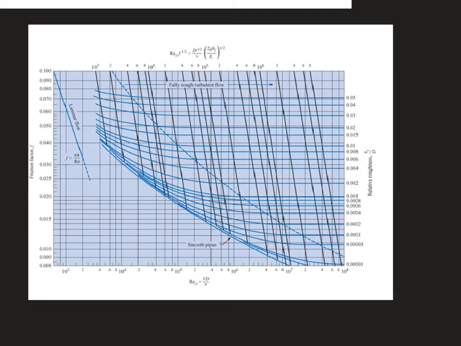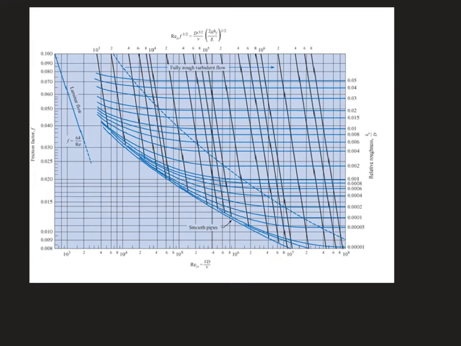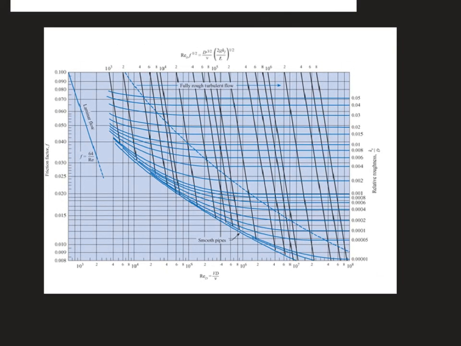We need to know the relative roughness, which is best if you have the pencil tool if you're trying to underline things. But we need to know the relative roughness, and we need to know the Reynolds number. The relative roughness, luckily for us, or unluckily ultimately, is easy because they told us this is a smooth pipe. And there's a line for smooth pipes.